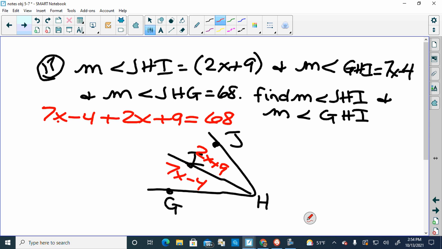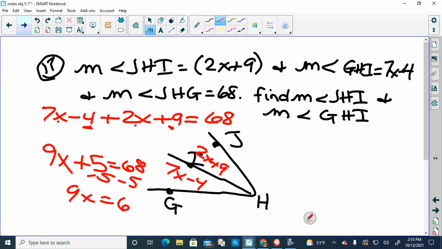Okay, so 7x and 2x would be 9x. And then a negative 4 and a positive 9 would give me a positive 5. Okay, so to solve for x, subtract the 5. So I'd have 9x equals 63. So x is 7. Okay, so again, they're not looking for x. They actually want to know the angle measurements. So you got to look to see which ones they're looking for.